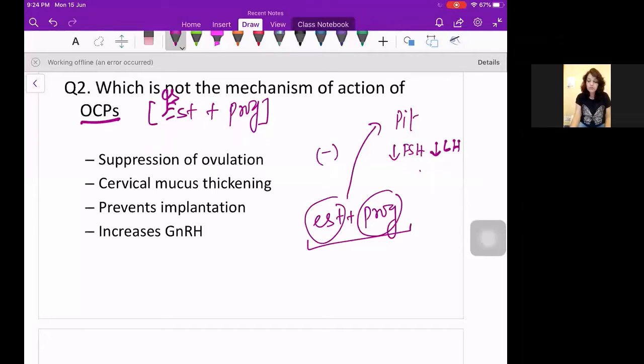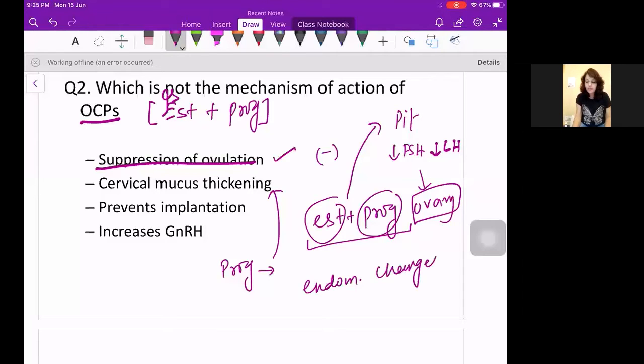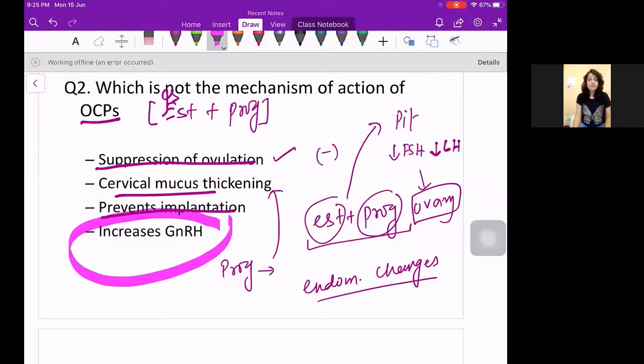If FSH and LH are down, then in the ovaries, the maturation of the graafian follicles and formation of the dominant follicle is affected. When there is no dominant follicle, there will not be any ovulation. So the main mechanism of action of OCPs is suppression of ovulation. Also, the progesterone component in the OCPs makes the cervical mucus thick and scanty, so it reduces the entry of sperms. Another mechanism of action of combined OCPs is that the estrogen and progesterone cause endometrial changes, making the environment unfavorable for implantation.